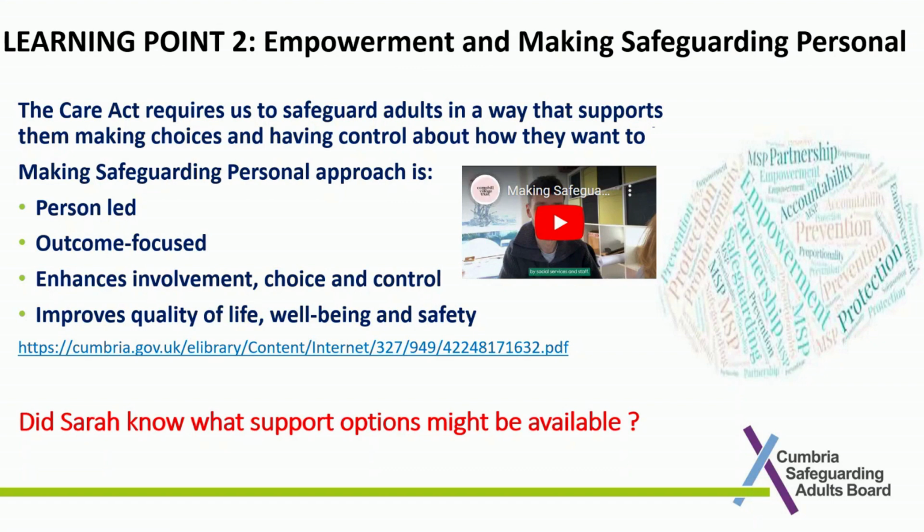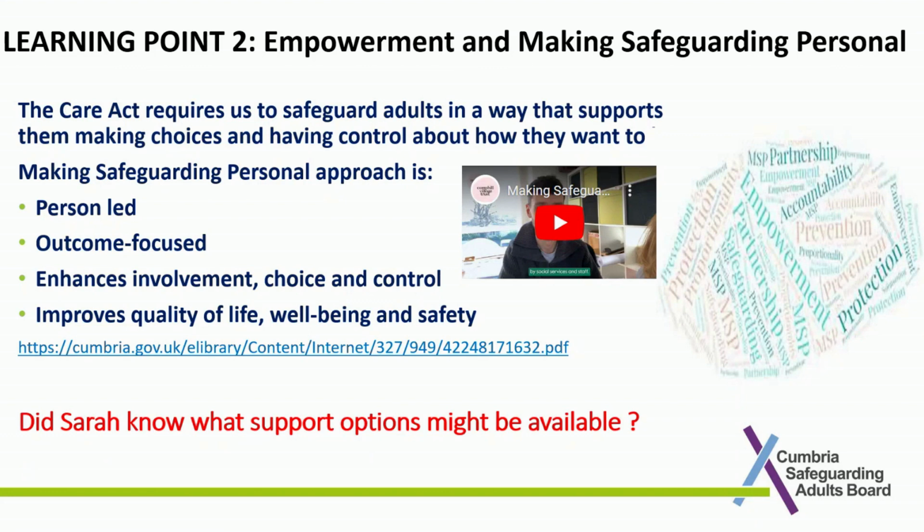Making safeguarding personal is embedded within the 6 core principles of safeguarding adults and fundamentally in the well-being principle of the Care Act. Practitioners must be assured that adults have sufficient information to make informed choices. Practitioners should be vigilant to the signals that may call into question an adult's capacity to make the relevant decisions. And sadly, there was a question from a number of agencies about Sarah's capacity to make decisions and take the necessary steps to assess this.